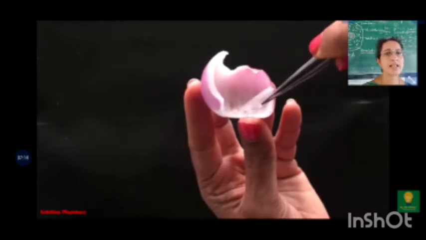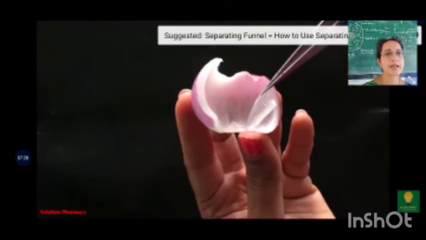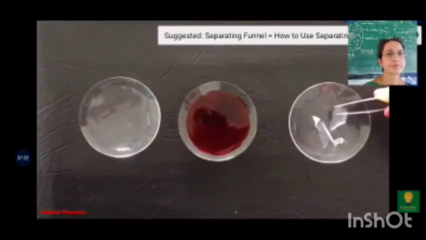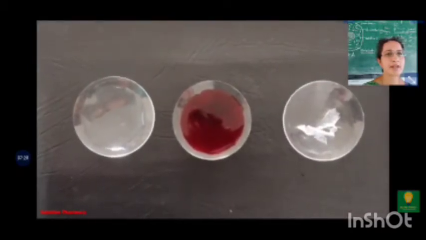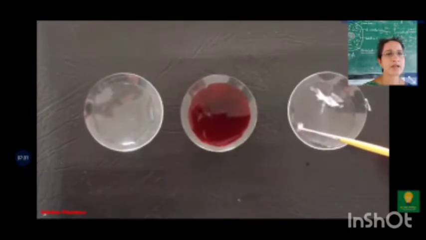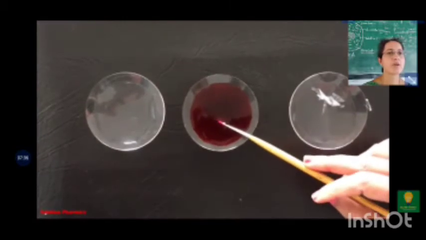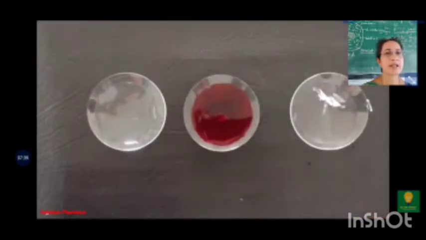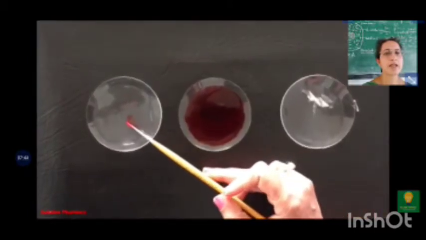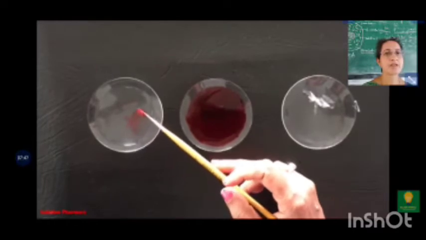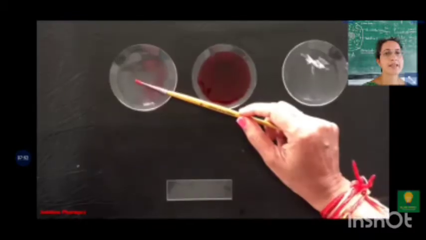This white fleshy layer is dipped inside the water which is there in the watch glass, and from that you carefully take a piece and immerse it in the dye, which is orange in color. After a while, you remove that specimen, the onion peeling, from it and again immerse it in water so that the excess dye gets removed.